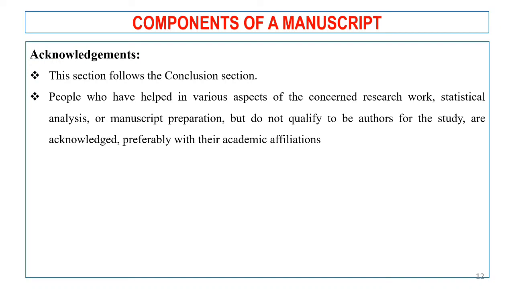People who have helped in various aspects of the research, such as research work, statistical analysis, or manuscript preparation, but do not qualify to be authors of the study, are acknowledged. When you are acknowledging anyone, you should add their academic affiliation, that means their current position and the name of their institute. The acknowledgement section is the place where you can express your thanks to those who helped you with this research work.